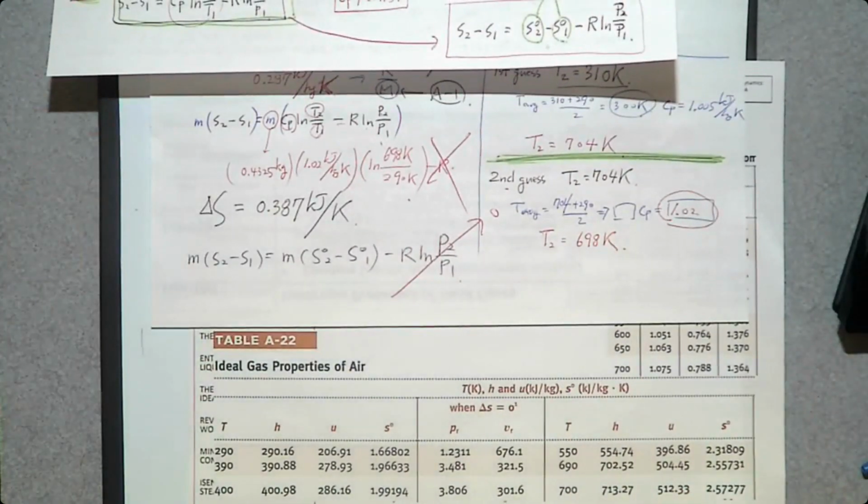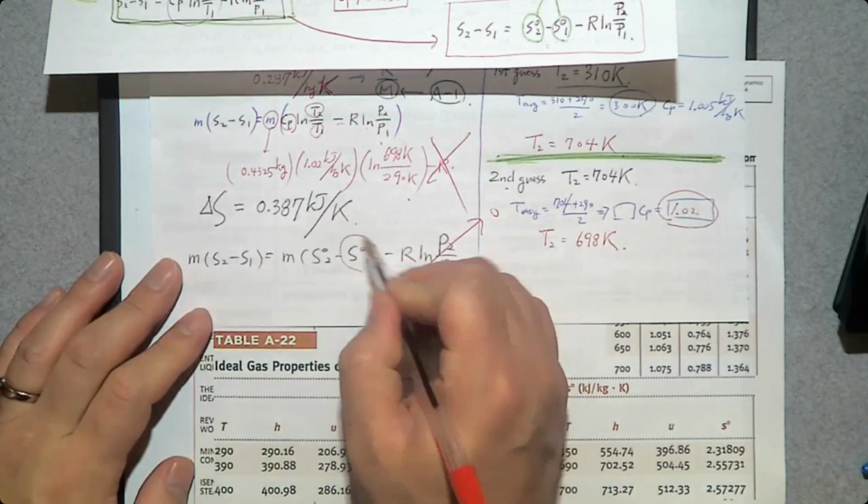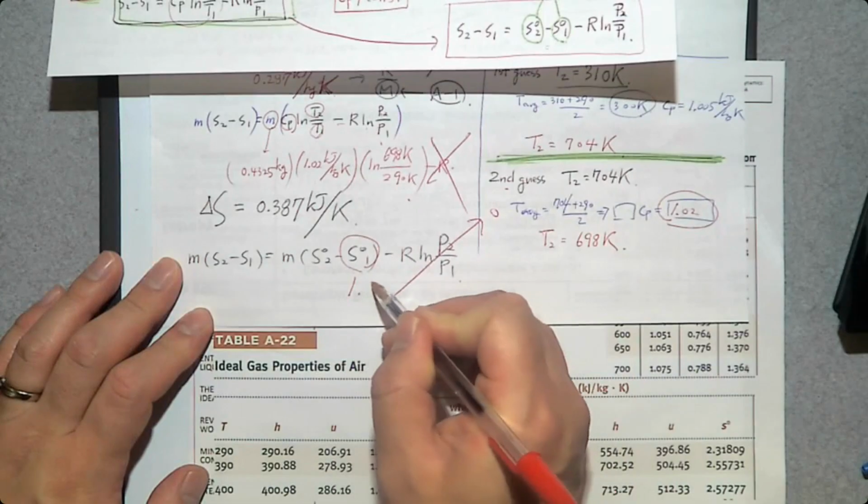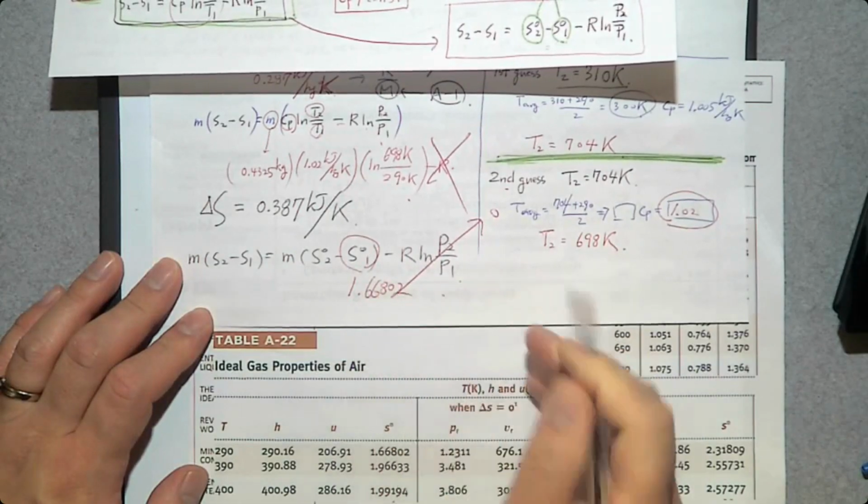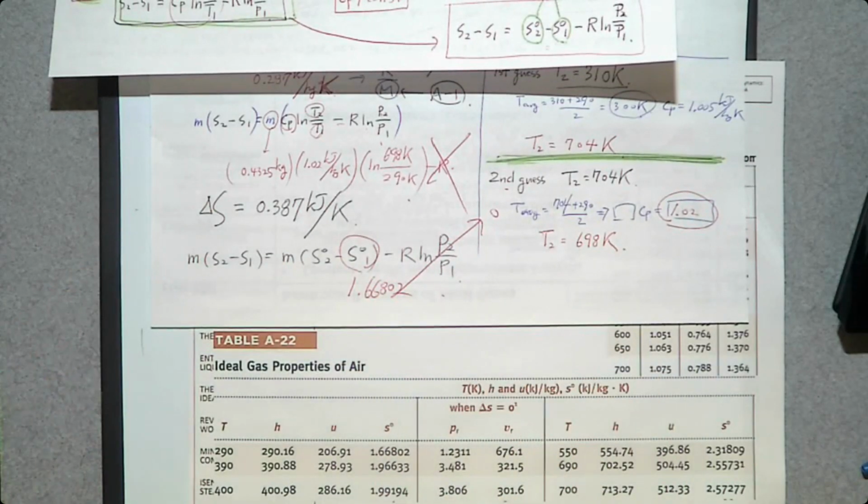From table A22, how can you find s degree? Depending on the temperature. What is the initial temperature? 290. So what is s degree? 1.66802. What is the final temperature? 698. What is s degree at this temperature?